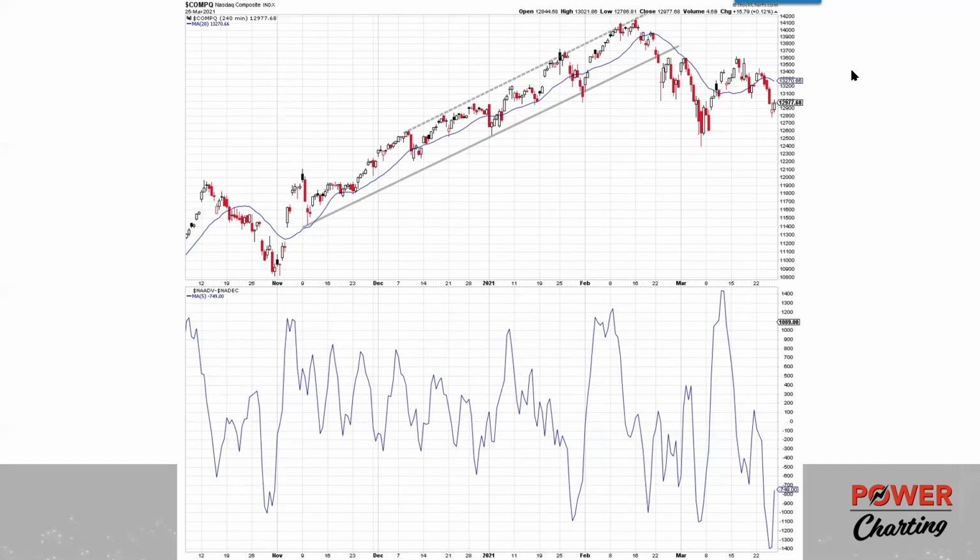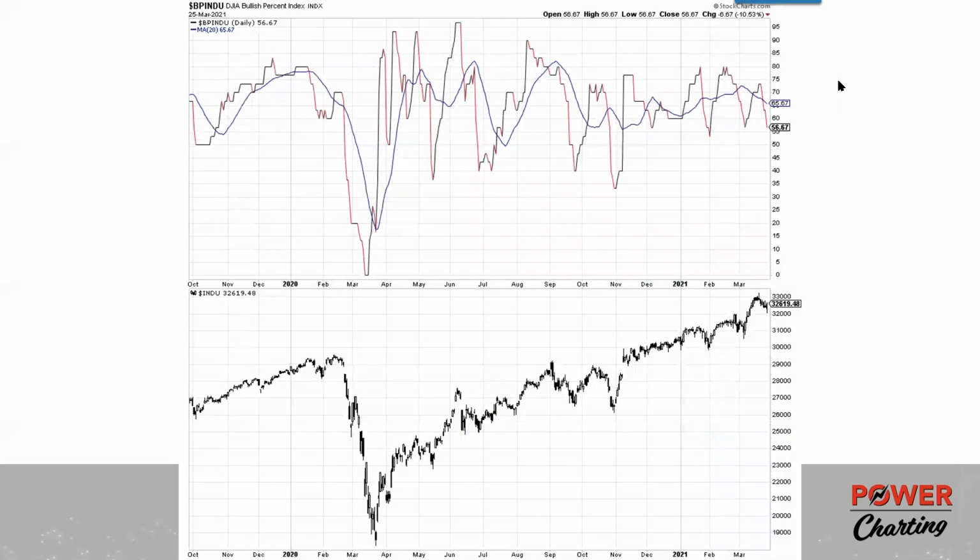And this is something you really want to work on: how to visualize how things could unfold in price charts, classic Wyckoff technique.